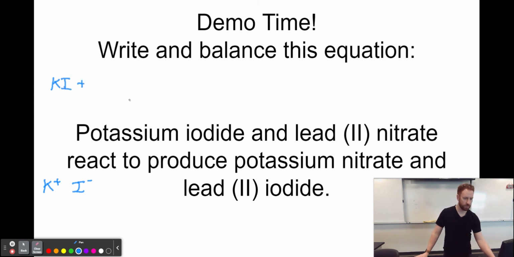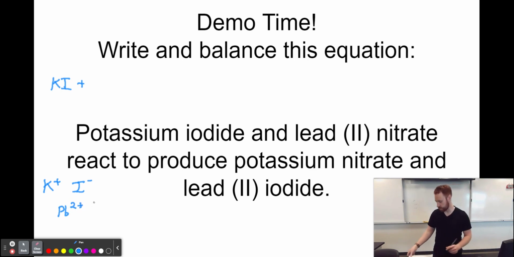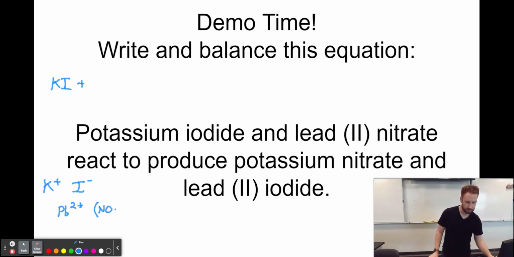That's going to react with lead(II) nitrate. Okay, so lead is Pb, and since it's a 2, it's got a 2+ charge. Nitrate is one of the polyatomic ions, so I've got to look that up. Nitrate is NO3 with a -1 charge. When you cross-drop those and they come together, it's going to be 1 lead, 2 nitrates.